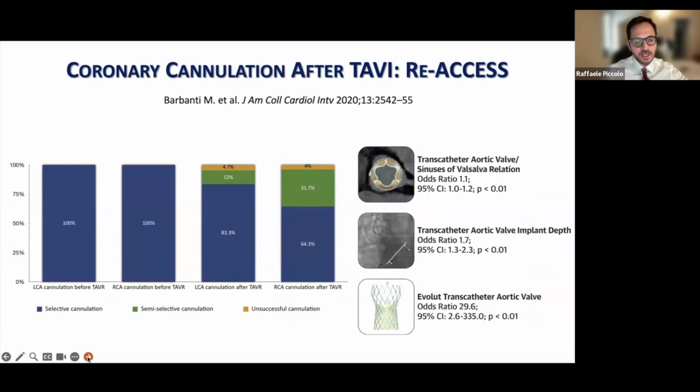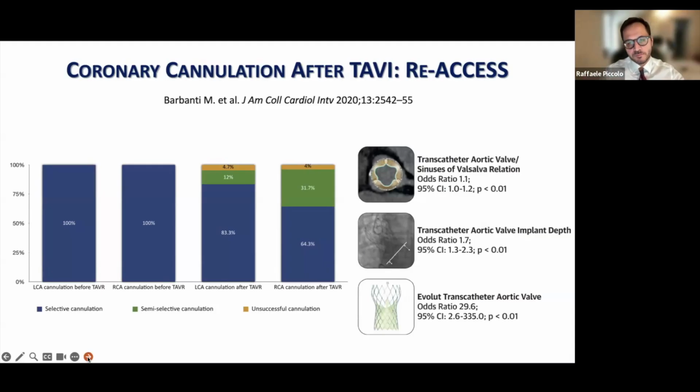If you look at the self-expandable valve, you may have a lower probability of selective recannulation, which is important in the context of the follow-up of these patients. But actually, the coronary cannulation with the balloon expandable is not very relevant. So I think that the case was very well managed.